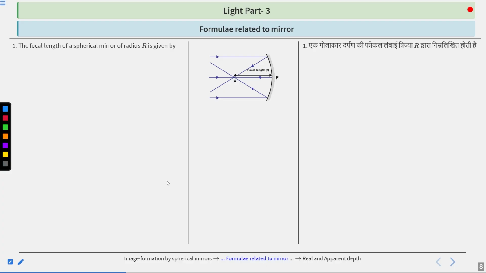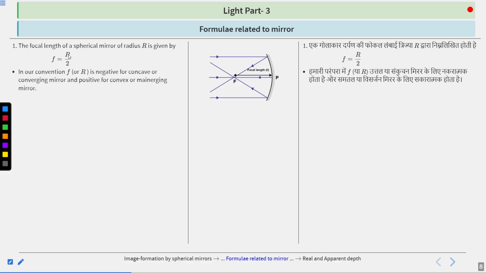Okay. So now let's see the formulae related to the mirror. The focal length of a spherical mirror of radius R is given by f equals R by 2. In the R convention, f or R is negative for a concave or converging mirror and positive for a convex or diverging mirror. So this is an important point. In the R convention, f or R are always negative for a concave or converging mirror. They are always positive for a convex or diverging mirror.